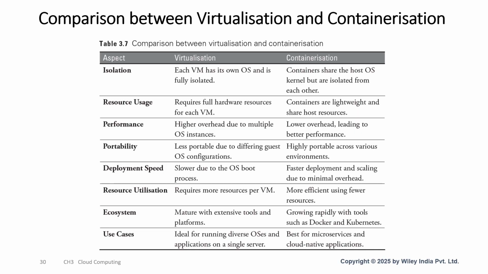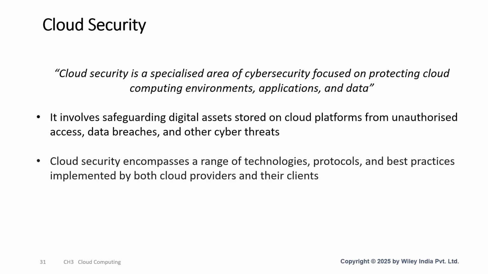VMs are therefore less portable and containers are highly portable. VMs are slower due to the OS boot process, but containerization is faster. Then you can see its ecosystem is more mature in case of VM and it is just evolving in case of containerization. Use cases: VMs are ideal for running diverse operating systems, but containerization is best for microservices.